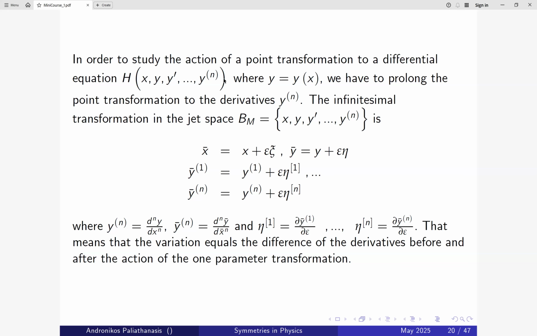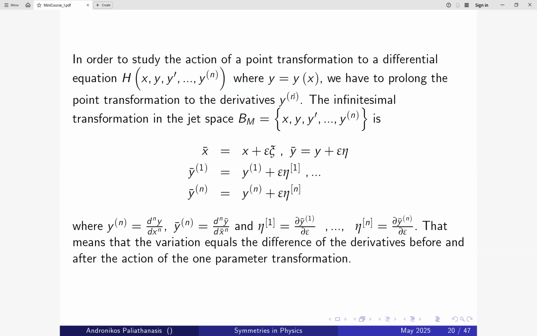Now I have a function H which depends on X, Y, Y prime, and the higher order derivatives when n is greater than or equal to 1. If we have a transformation in the space X and Y, this is a generator with components C and eta. We have to extend the transformation in the Z space where the function H lives, where the differential equation lives.